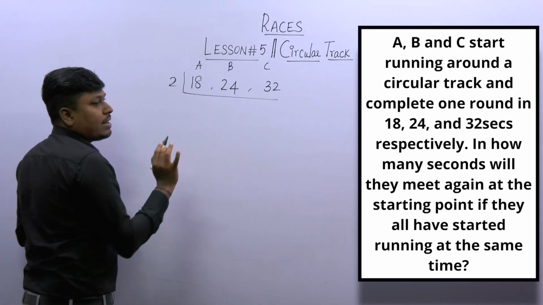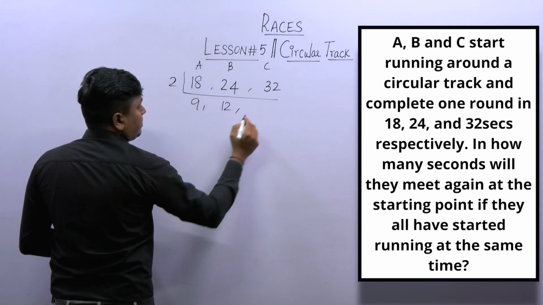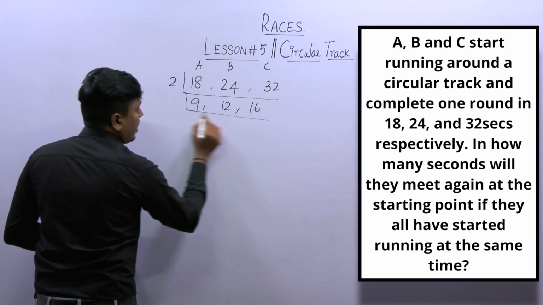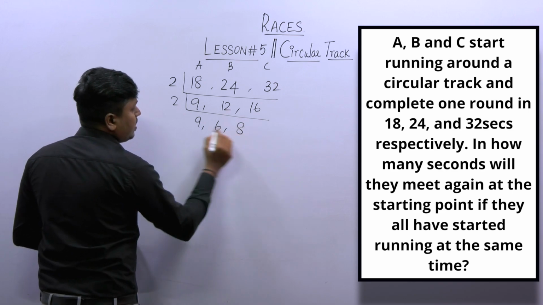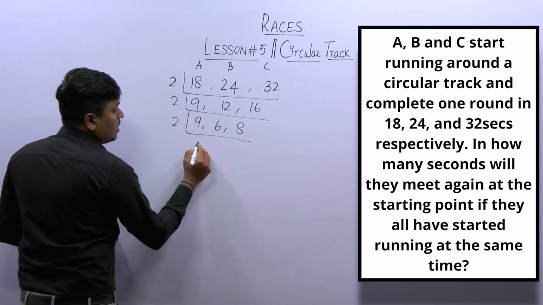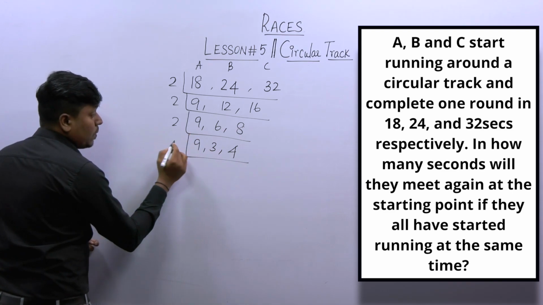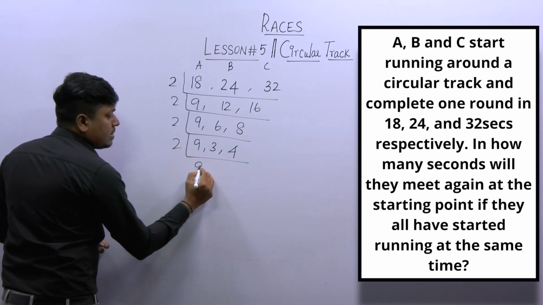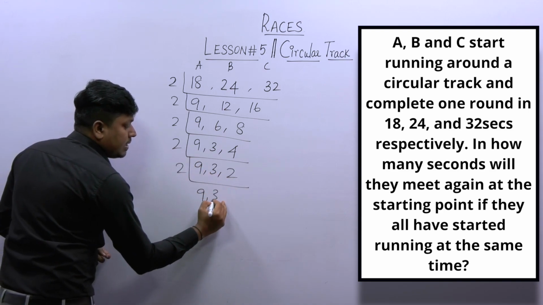So that you will find the correct answer, right? So 9 2s are 18, 12 2s are 24, 16 2s are 32. Again go with 2. 2 times 9, 6 2s are 12, 8 2s are 16. Go with 2. So 9, 3, 4. So I think we can go with the 2 table again. So 9, 3, 2. So again 2, 9, 3, 1.